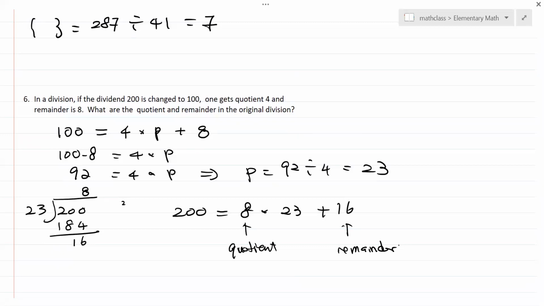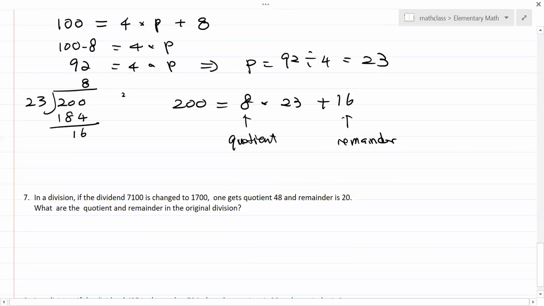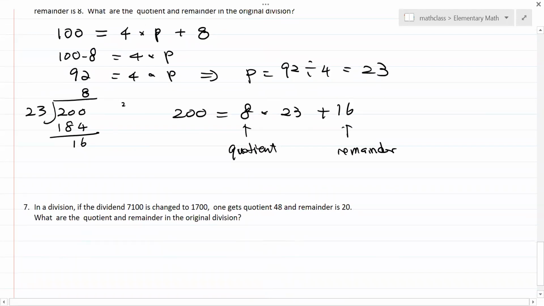So got it? That's how we do that. It's a two-step problem. It's not like you are given everything. You use the given information to figure out the divisor, then use that same number to divide 200. All right, let's take a look at the next problem.